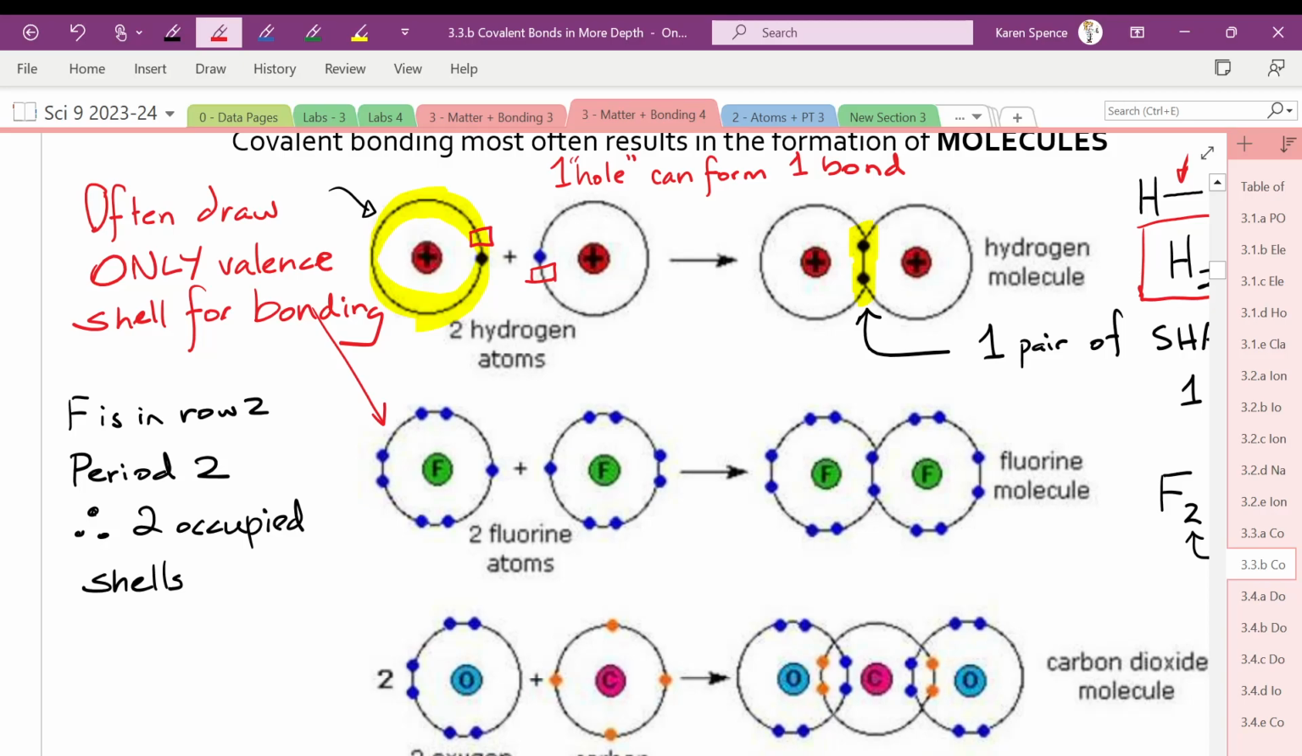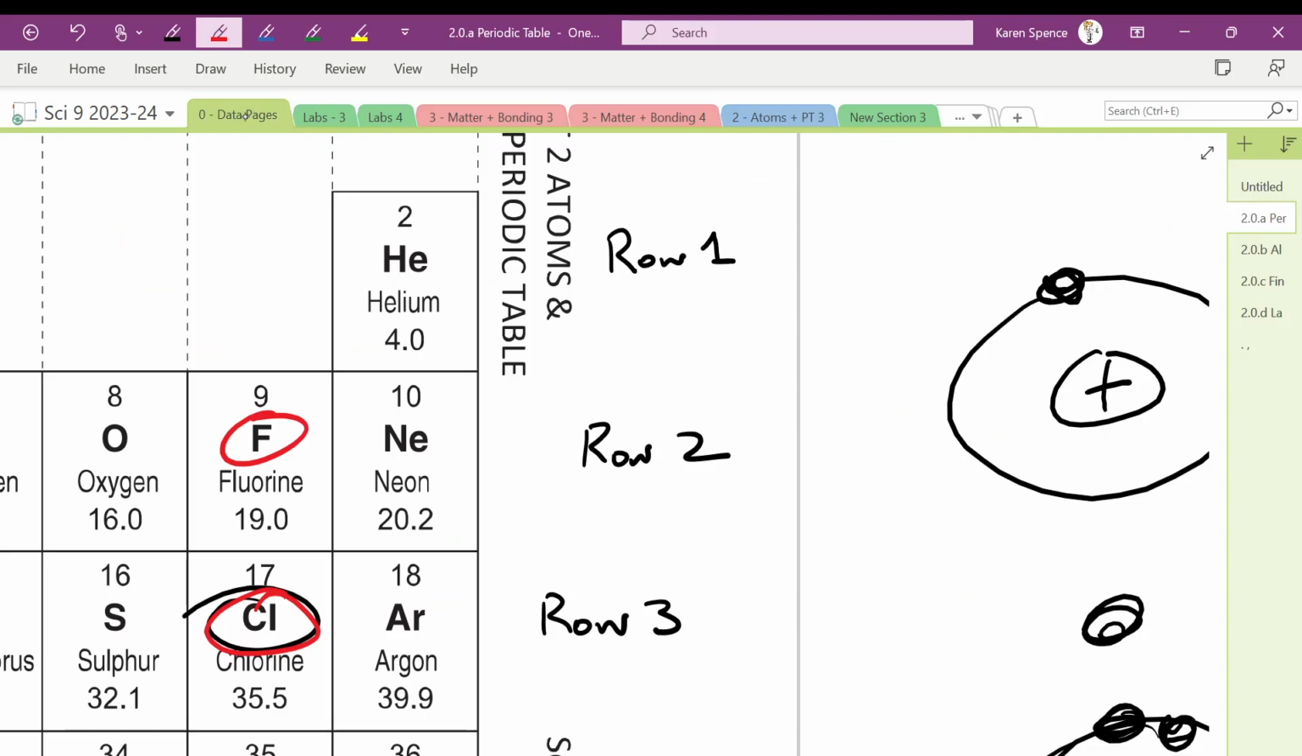Now, if you have trouble figuring out that fluorine has 7 electrons in its outer shell without drawing the whole thing, then by all means draw the entire thing, okay? Not a problem, it's just a little bit more work for you, okay? But if you find it easy to know that fluorine has 7 electrons in its outer shell, you can just draw 7 electrons in the outer shell. How can you tell from your periodic table that fluorine has 7 electrons in its outer shell? Tell your partner. How can we tell that fluorine has 7 electrons in its outer shell?